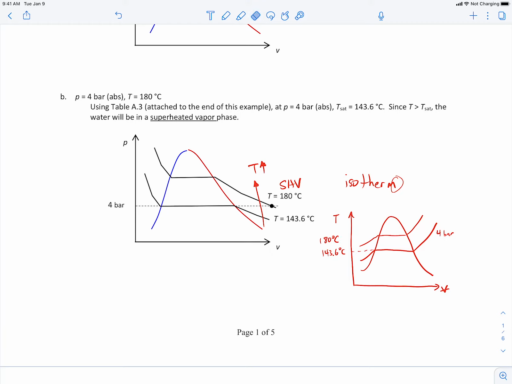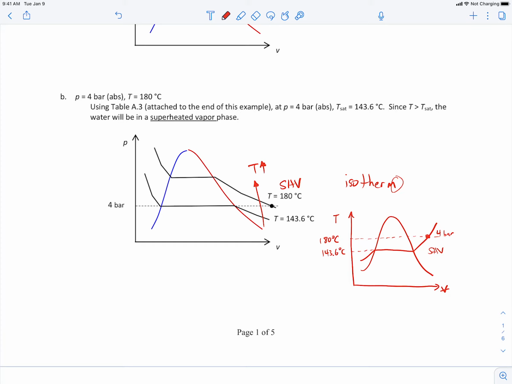Actually, let me get rid of that second isobar. It just clutters things up. But this is our saturation temperature of 143.6 degrees corresponding to 4 bar, that isobar. But we're really at 180 degrees C. So I'll just draw that temperature coming over. And you see, again, it intersects in the superheated vapor phase region. Okay? So that's what it would look like on a TV diagram. You can do these on PV or TV diagrams. You'll still get the same phase.